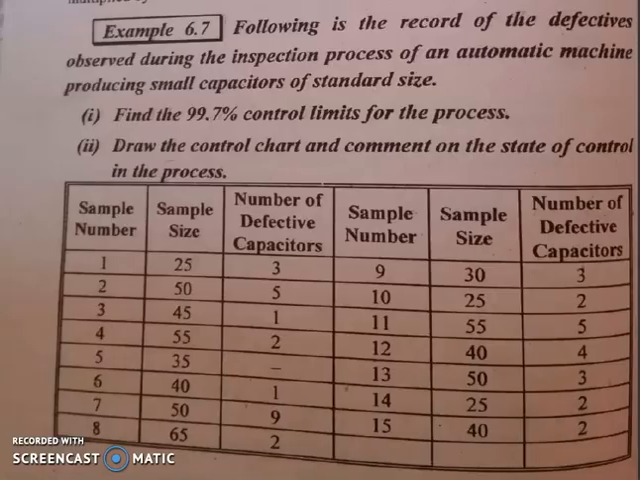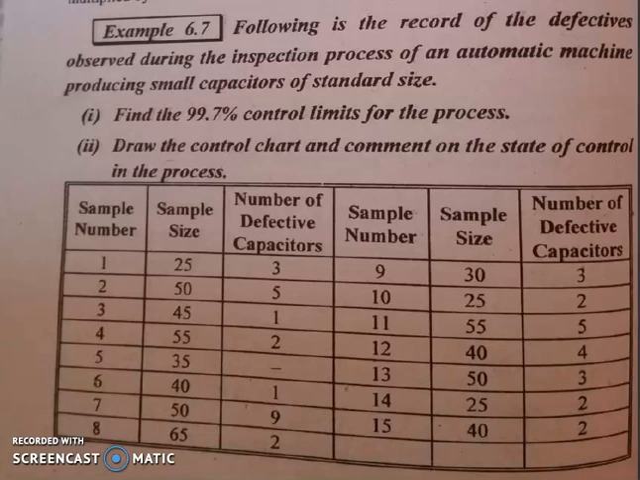Okay, let us solve one problem. The problem given here is: the following is the record of the defectives observed during the inspection process of an automatic machine producing small capacitors of standard size. Find the 99.7% control limits for the process. That means control limits for the process you have to calculate. Draw the control chart and comment on the state of control in the process.